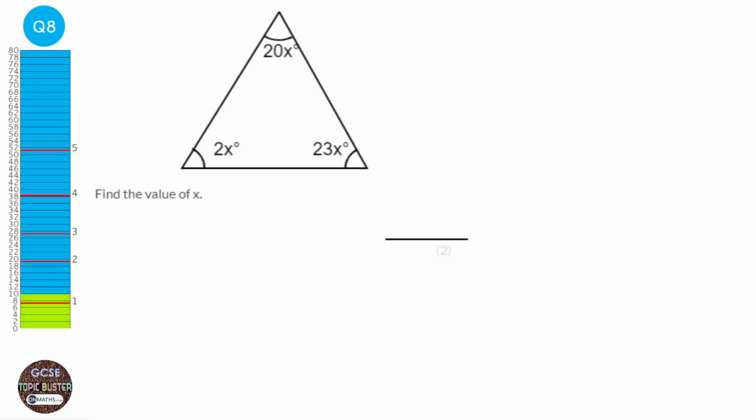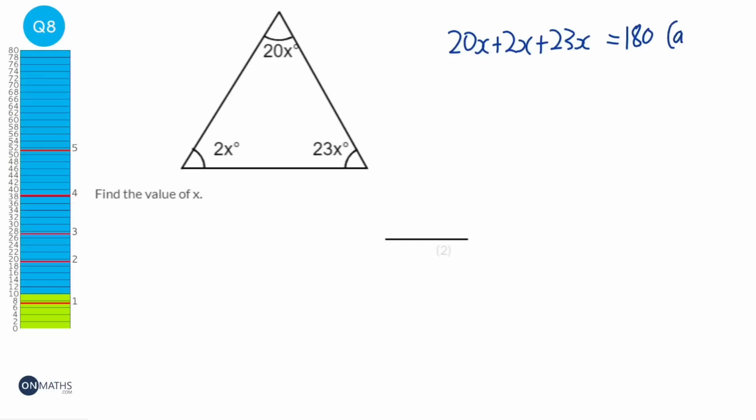Here we're given a triangle and we're not actually given the values of each of the angles, we're given them in terms of x, but we know that they're going to add up to 180. So we're going to do the 20x plus the 2x plus the 23x, and we know that it's going to equal 180, and the reason is that angles in a triangle add up to 180.